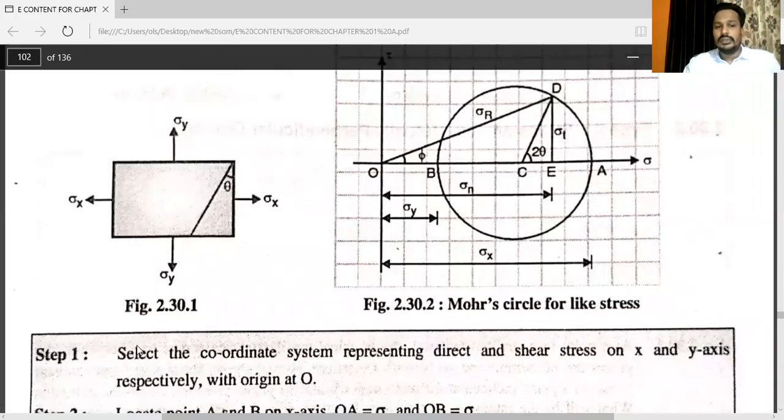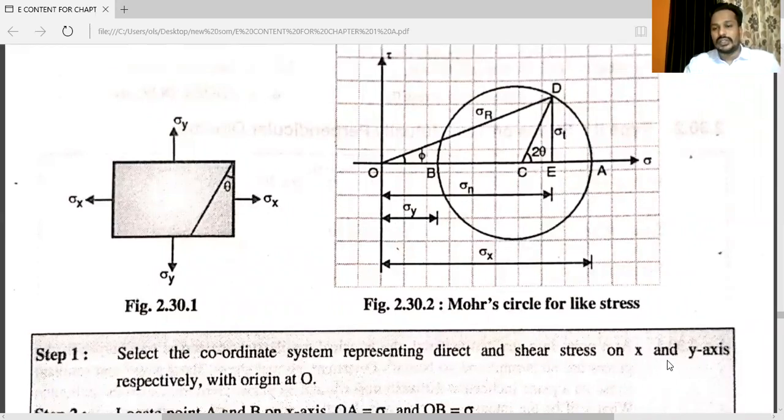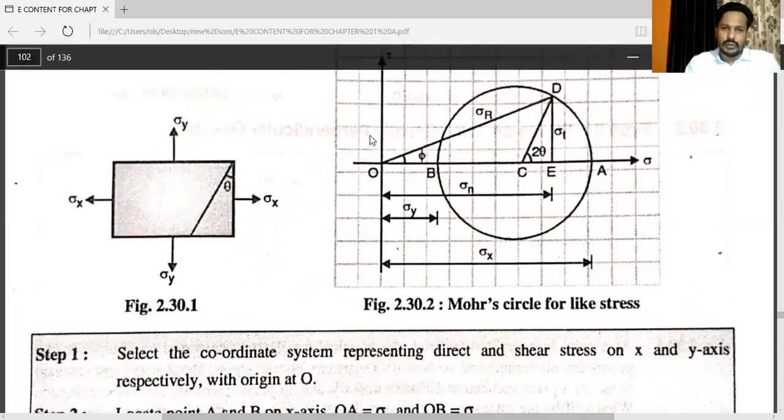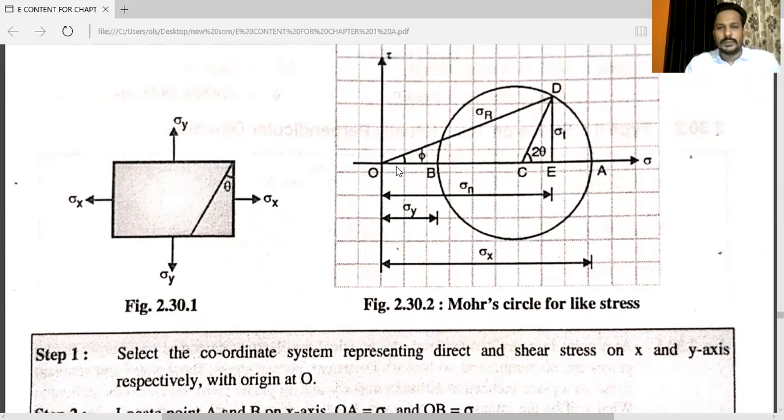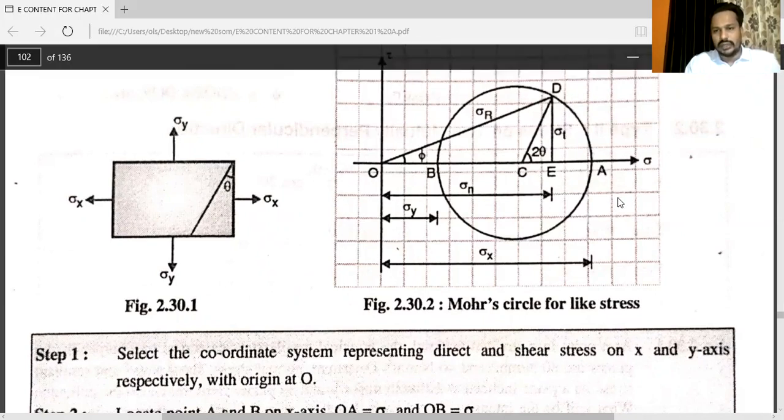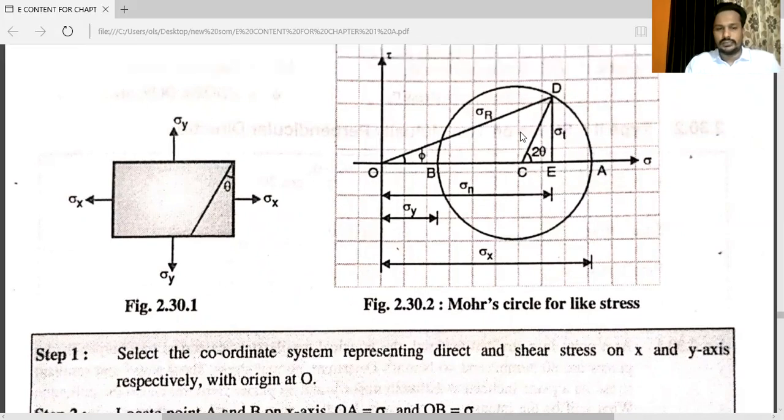Step 1: select the coordinate system representing direct and shear stress on the x and y axes respectively, with origin at O. You can see the O, that is the origin point. On the x-axis, you have taken stress. On the y-axis, we have taken tau. This is your horizontal axis, and this one is your vertical axis, perpendicular to each other. Here we have taken shear stress, and here direct stress.